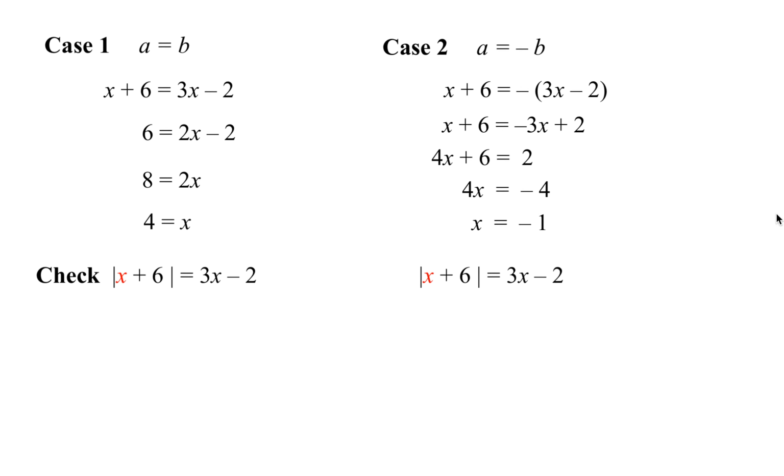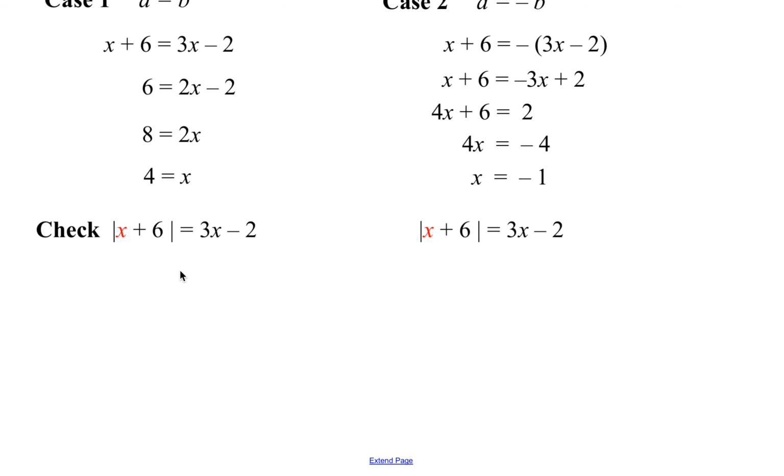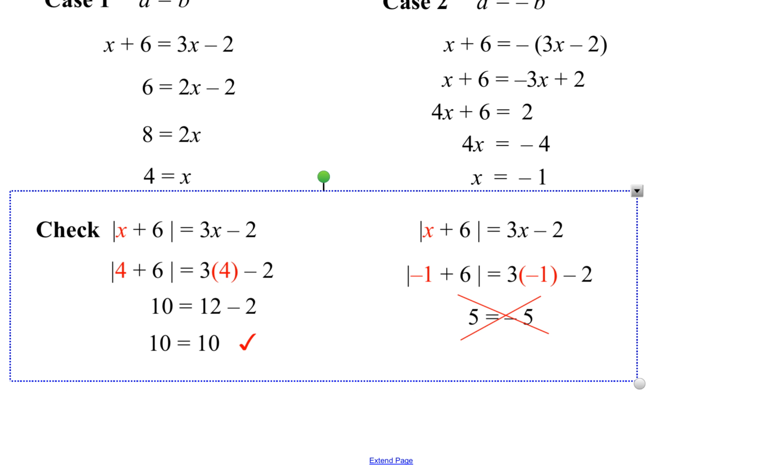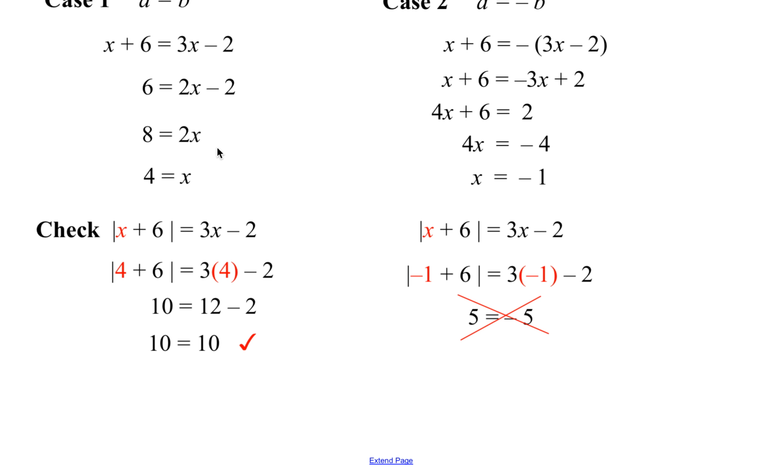Well, now we need to check both of those solutions to make sure that they're valid solutions. So I'm going to go ahead and plug in 4 for the value of x, and we end up with 10 equaling 10, which is correct. On the right-hand side, we're going to replace the x value with negative 1. So we end up with the absolute value of 5, which is 5, equal to a negative 3 minus 2, which is negative 5. This is a false statement. So this x equals negative 1 is not a solution. The only solution is x equals 4. So that's an example for you of why you need to check your solutions.